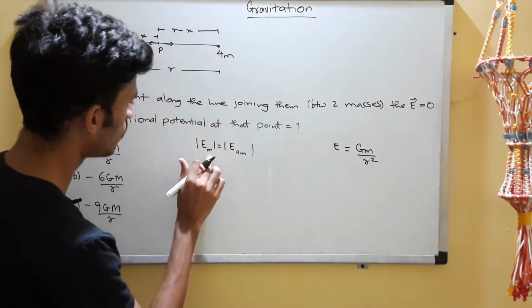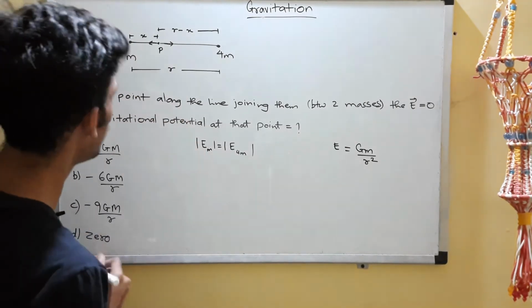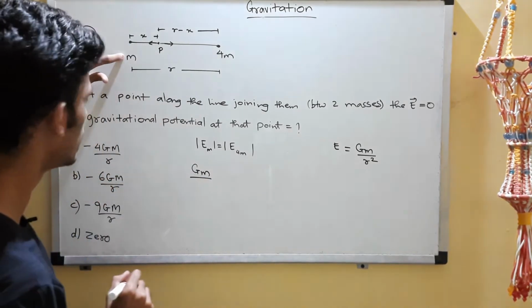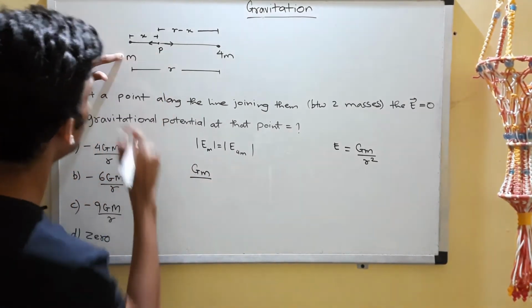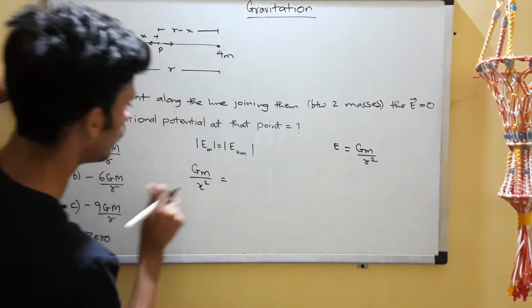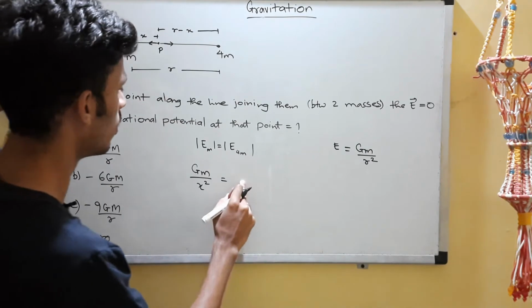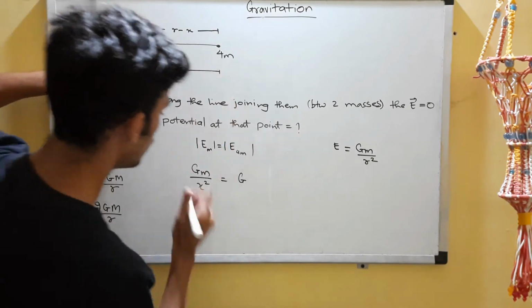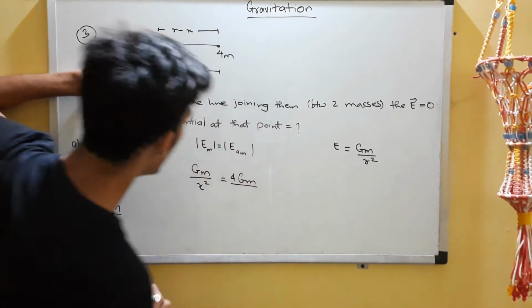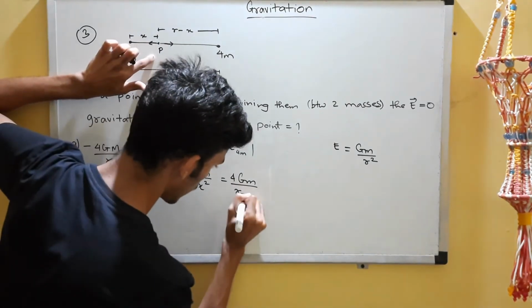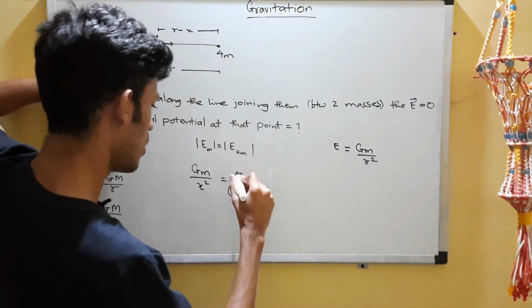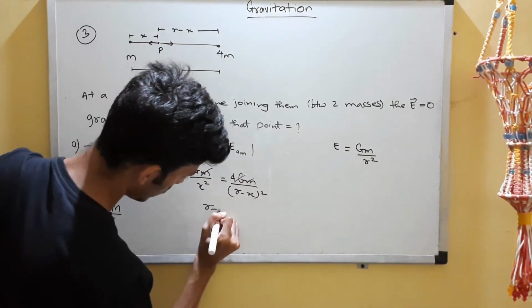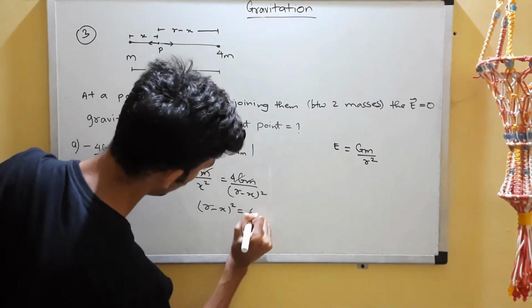Due to the mass m over here, what will be the field at P? It will be G times m, this mass, divided by the distance from point P, which is x square. This is the field at point P due to mass m. Now what will be the field at point P due to mass 4m? It will be G times 4m divided by this distance, r minus x the whole square. G and G will get cancelled, m and m will also get cancelled. So r minus x the whole square is equal to 4x square.